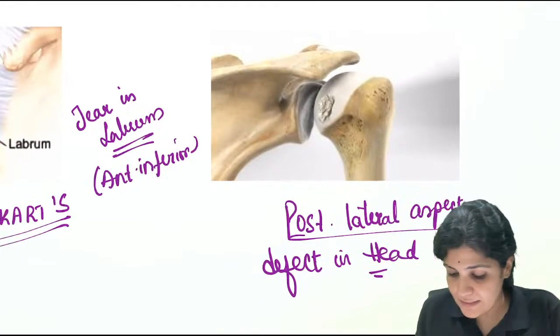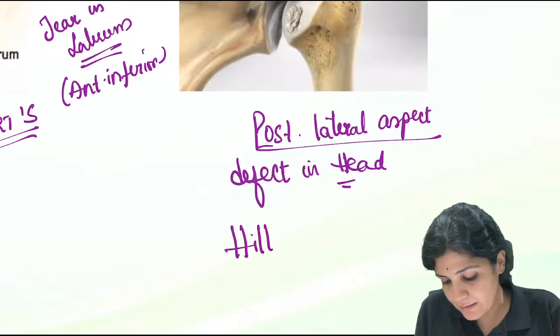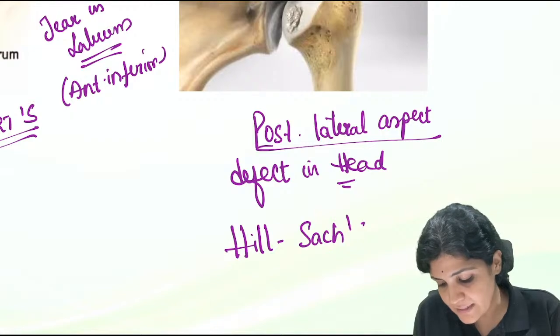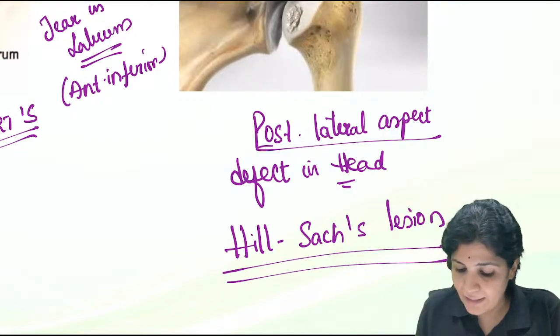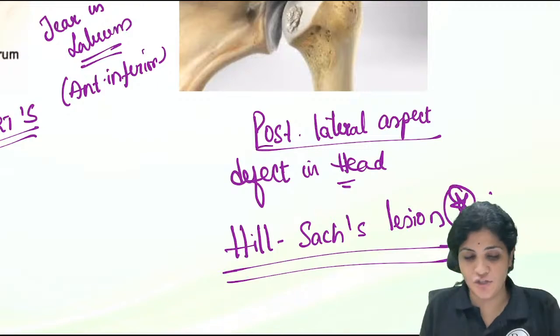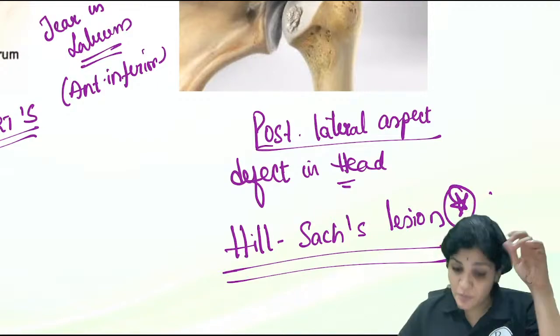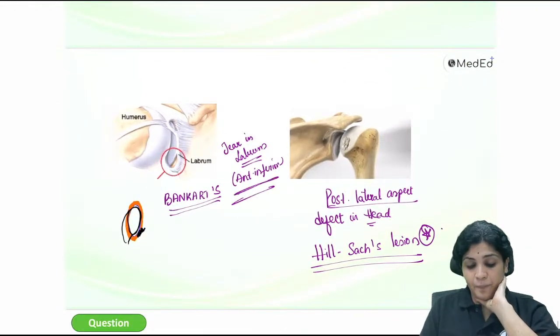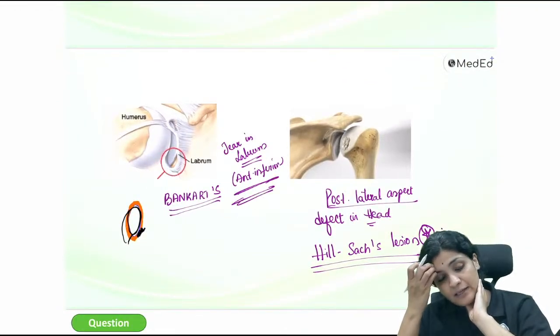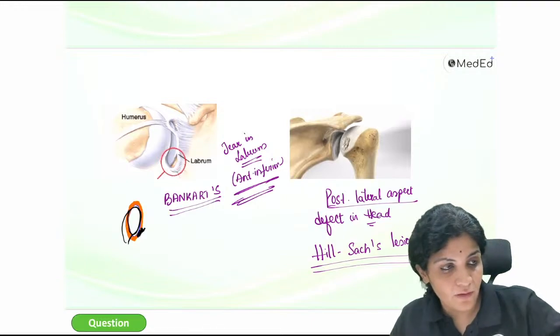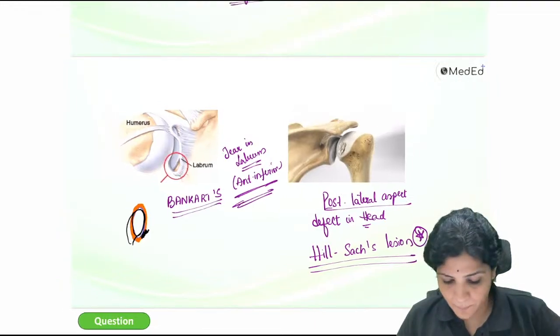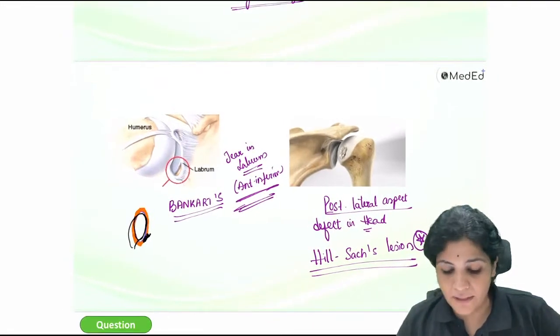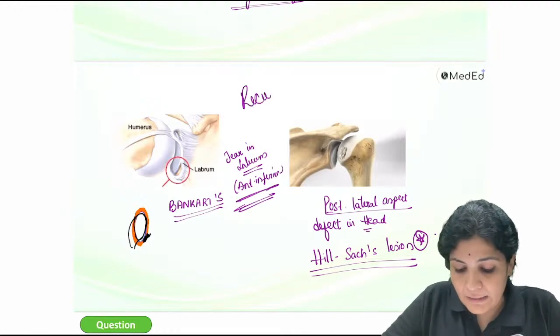This is called the Hill-Sachs lesion. So all H together: humeral head for Hill-Sachs, H for H. What you have to remember is this is the posterolateral aspect and this is your anterior inferior area. The Bankart's, this is the humeral head. Is this clear? So these are the two important complications of recurrent shoulder dislocation.